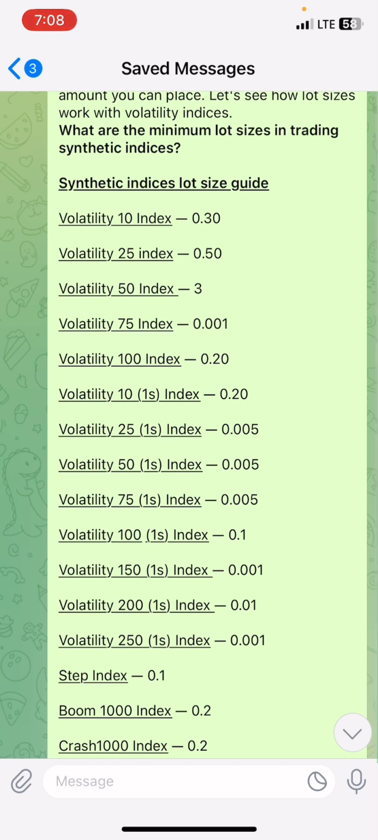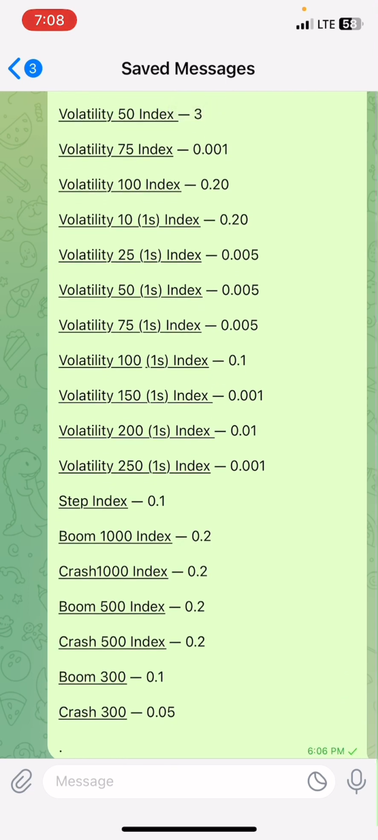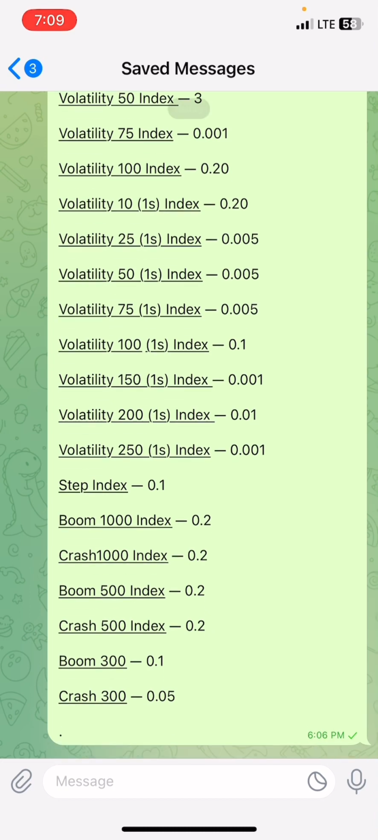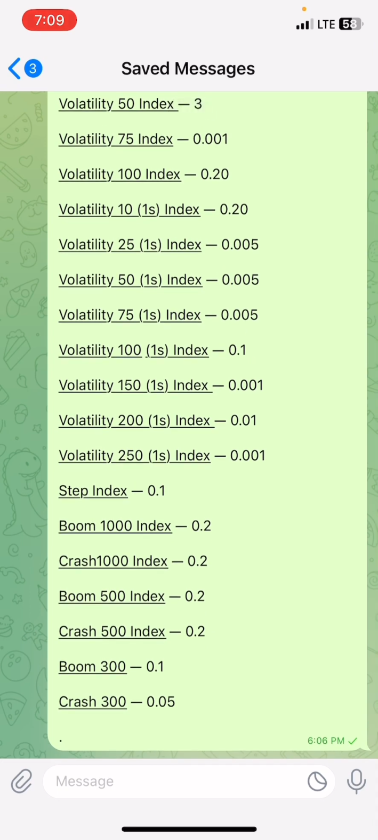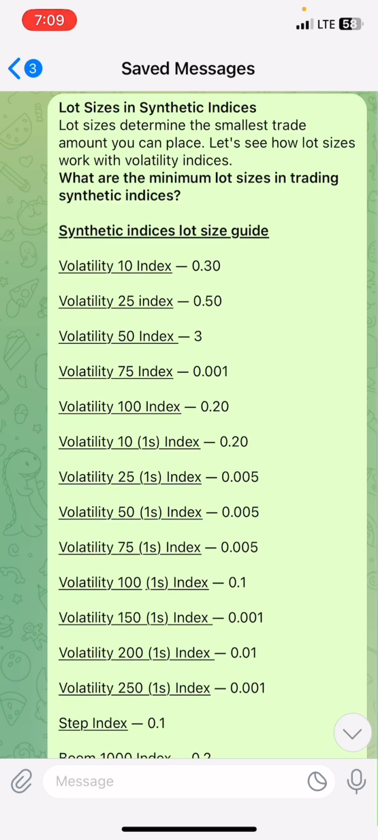These indexes are very volatile, and we have the step index, which has a minimum lot size of 0.1, boom and crash 0.2. That's the crash 1000 index 0.2, the boom 1000 index 0.2, the same boom 500 index 0.2. Then on the boom 300 index, which was added last year, 0.1, that's the minimum lot size. Same thing with crash 300, 0.05, that's the minimum lot size. We can see the lot sizes are all different.